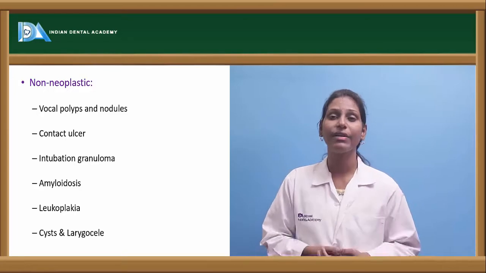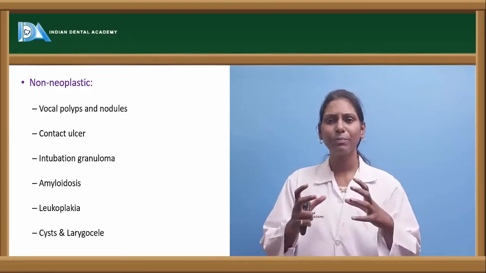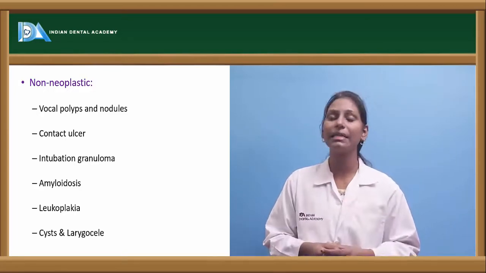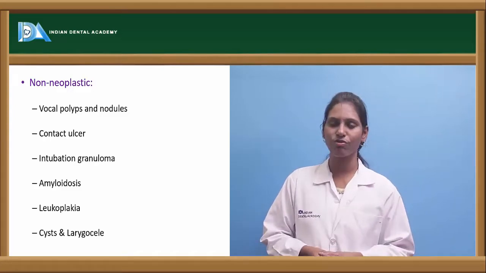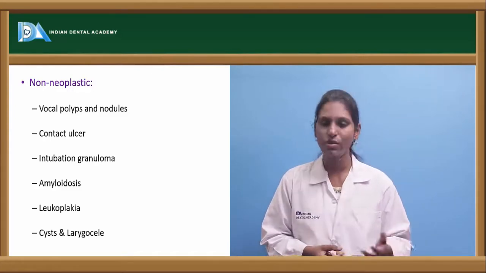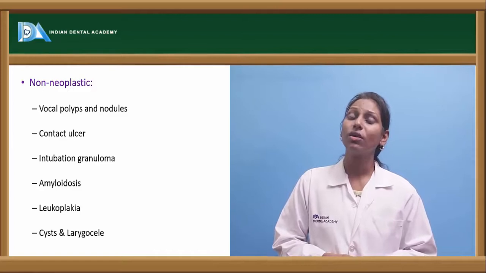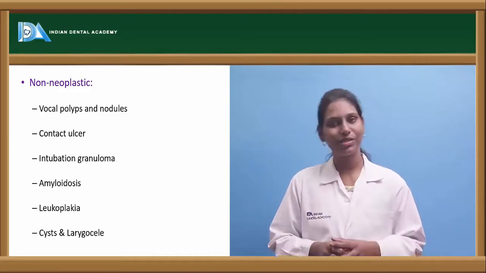And the clinical features include hoarseness of voice. Again, the patient will have dysphagia. If the polyp is so big, then the patient will have difficulty in breathing because of obstruction of the airway. Next, we have something called vocal nodules. Vocal nodules are also called screamers' nodules or singers' nodules.